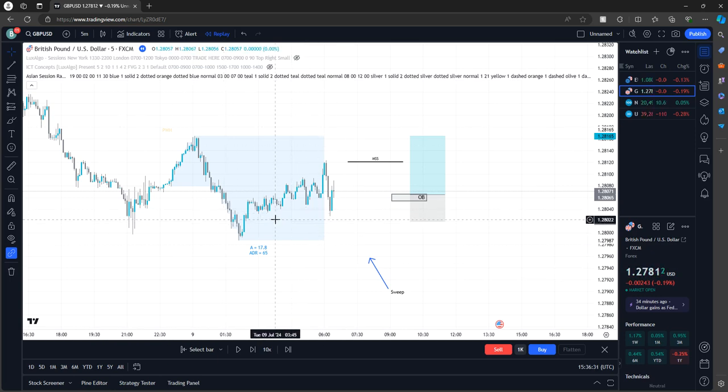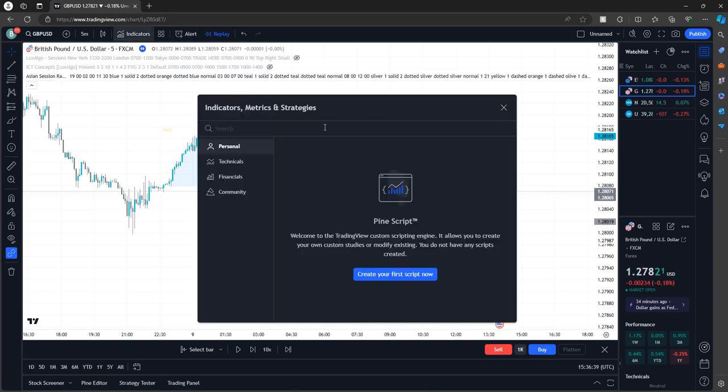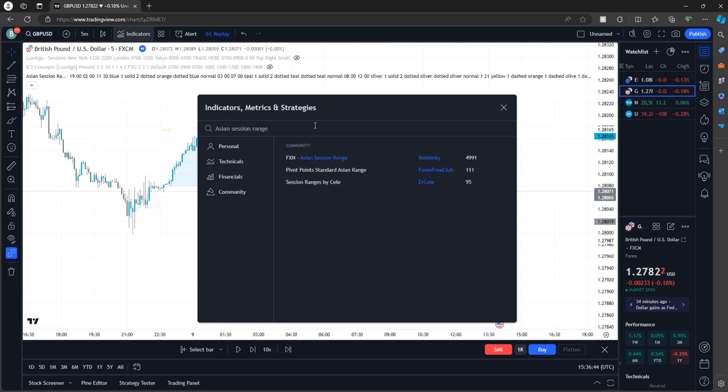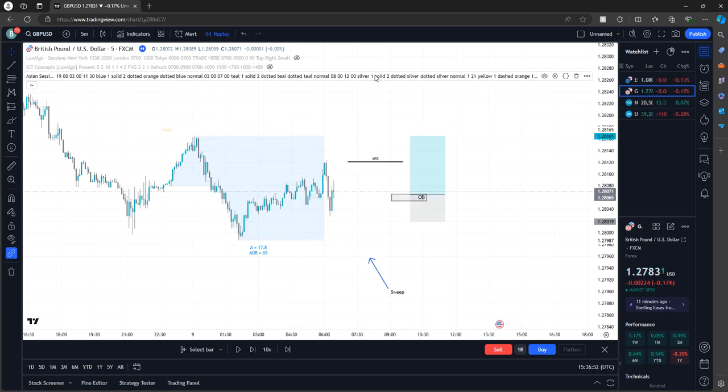Once you've got this set up, all you need to do is open your charts and it's right here for you. The only thing you'll need to do is mark the top and the bottom, but we'll get into that in a minute. So you'll go to indicators and we'll just type in the Asian session range, and we're going to select this one here by Rob Minty. Once you've done that, you can just go ahead and get rid of this box, and you're going to want to configure your time settings.